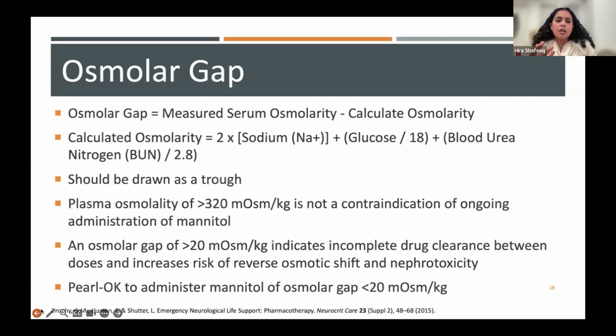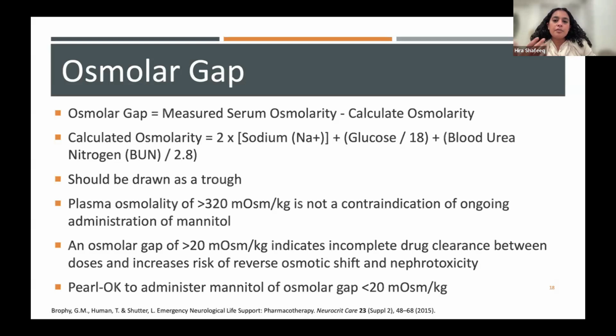A lot of times, what we traditionally do is look at just the serum osmolarity, and as long as it's above 310, 315, 325, everyone has their own threshold, they tend not to give it. But really the idea is that we should be looking at the trough osmolar gap, and as long as it's less than 20, we should be able to give it. Again, the pearl is that it should be drawn as a trough. And plasma osmolarity of greater than 320 is not a contraindication for ongoing administration.